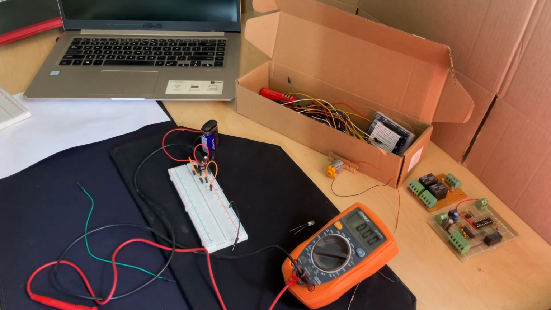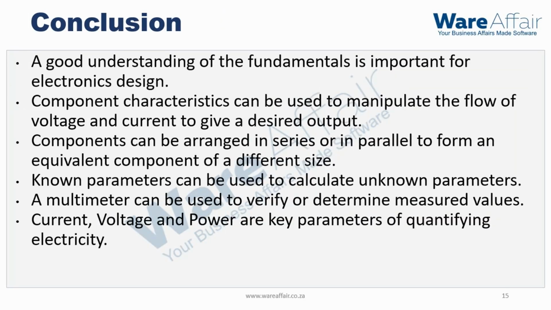Let's make some observations to conclude. A good understanding of the fundamentals is important for electronics design. Component characteristics can be used to manipulate the flow of voltage and current to give a desired output. Components can be arranged in series or in parallel to form an equivalent component of a different size. Known parameters can be used to calculate unknown parameters.